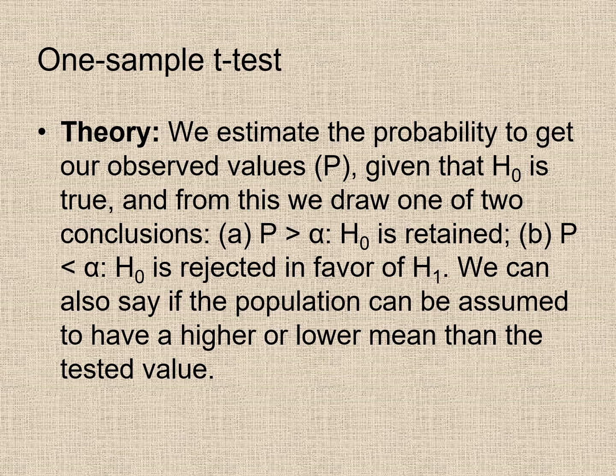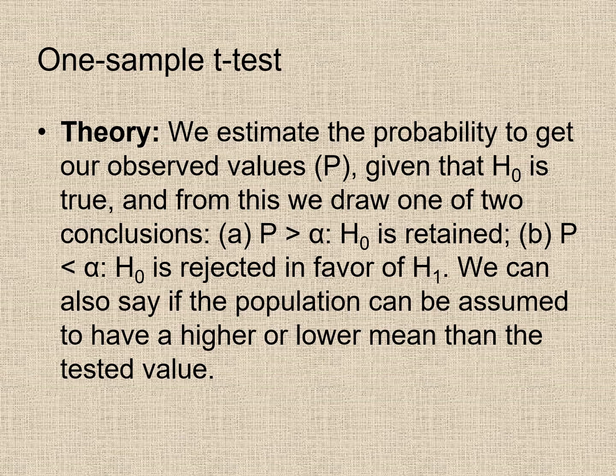So if the p-value is higher than 0.05, then we retain the null hypothesis. We say that the tested value could be the population mean. We won't claim very hard that it is. We won't say that we have proven that this is the true population mean. We just say that it could be.